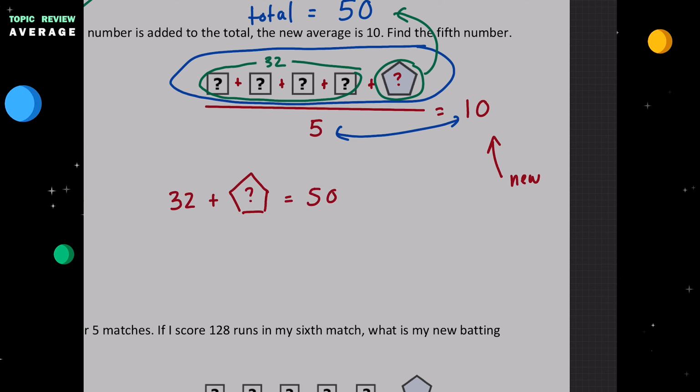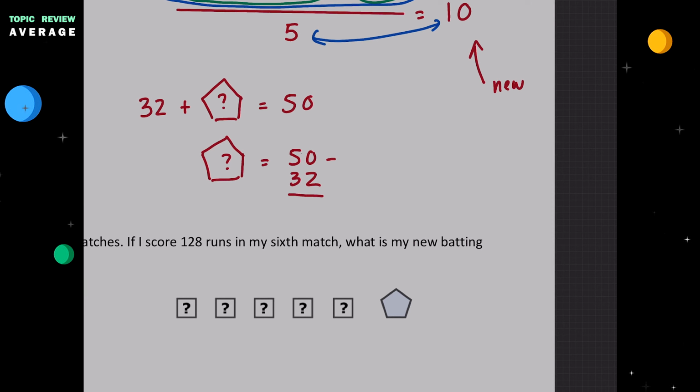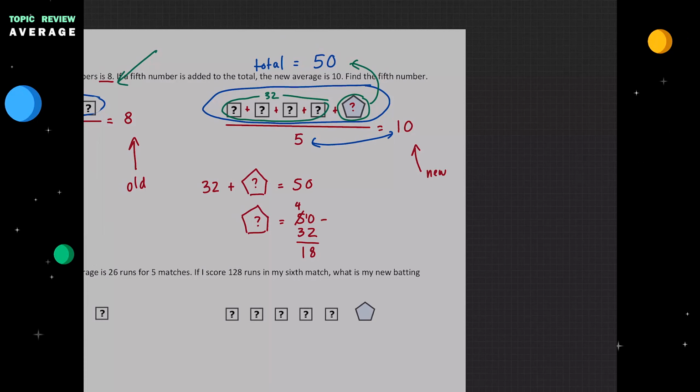So can you figure out the last number? Yes, you can. All you have to do to find this 5th number is 50 take away 32. We find the difference between those and we get the answer. This will become 4. Oops, that didn't look right. This turns into a 4. This turns into a 10. 10 minus 2 is 8. 4 minus 3 is 1. So therefore, that last number must be 18. So that 5th number, that pentagon there, is equal to 18. And there's your answer there.